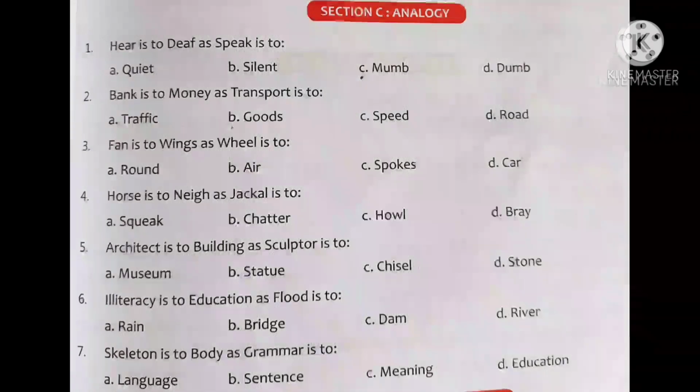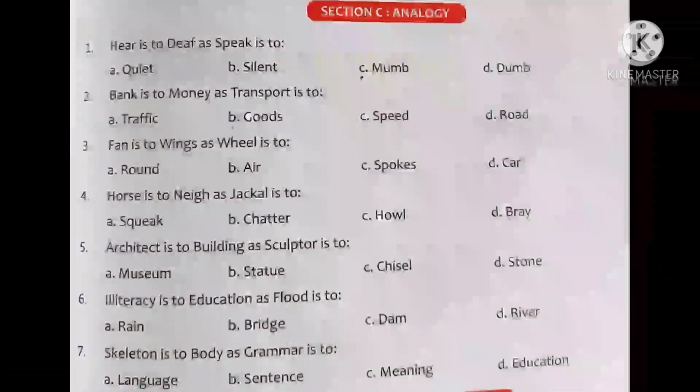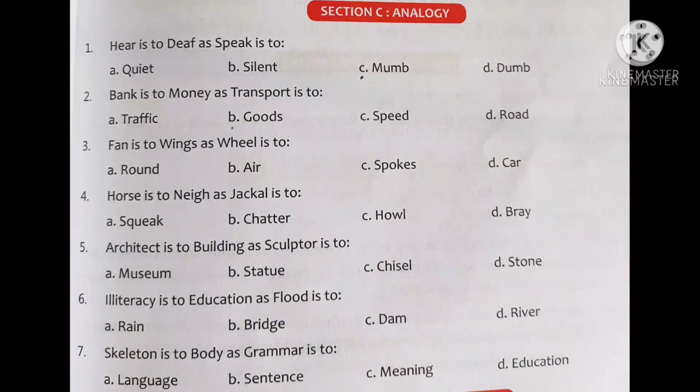Section C, analogy. Analogy is a comparison between one thing and another, typically for the purpose of explanation or clarification. Now we'll see question number 1. Question number 1 is, hear is to deaf as speak is to. Now we will see all the 4 options given to us, and comparing the first 2, we'll get to know the answer.